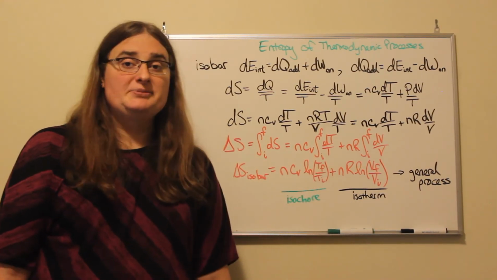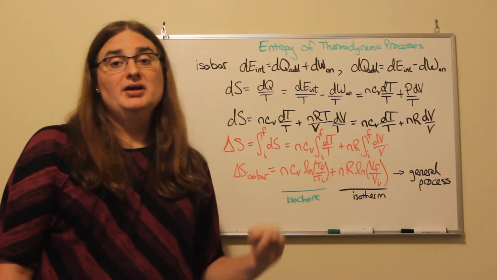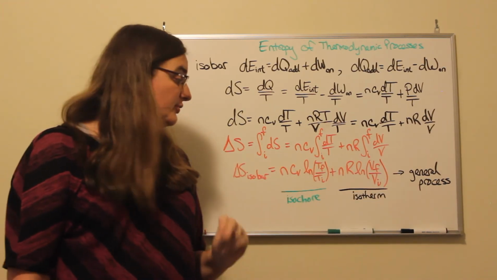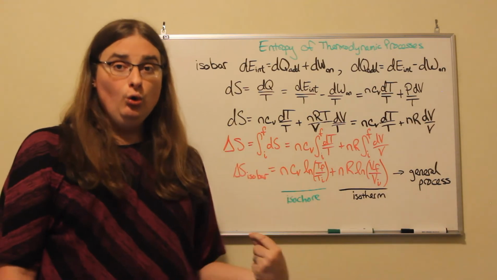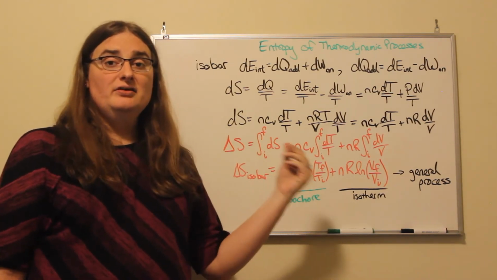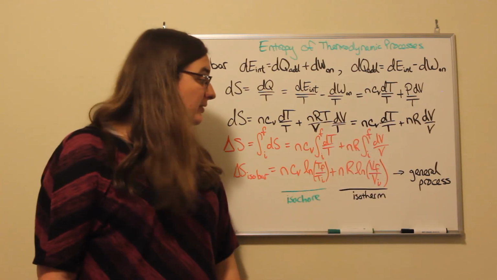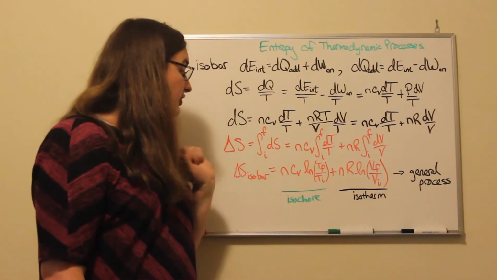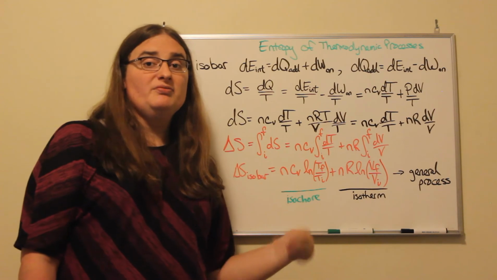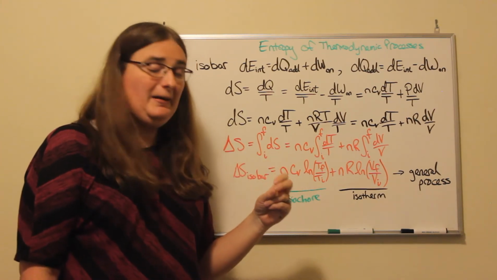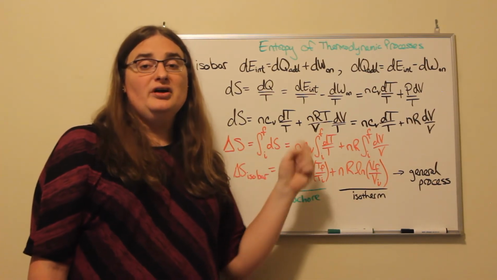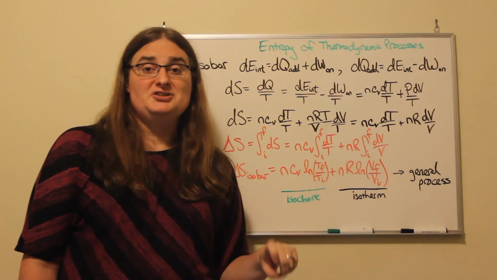Now, if you have an isotherm, for an isotherm, T final equals T initial. That first term drops out and we just get the second term as the change in entropy for an isotherm. For an isocore, we have a constant volume. So our second term would end up dropping out. So for an isocore, it would just be the number of moles times the constant volume heat capacity times the natural log of the final temperature over the initial temperature.